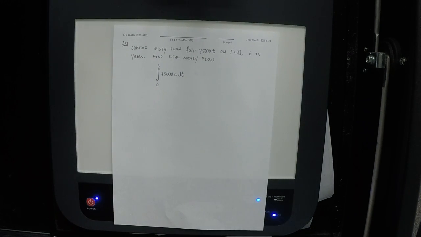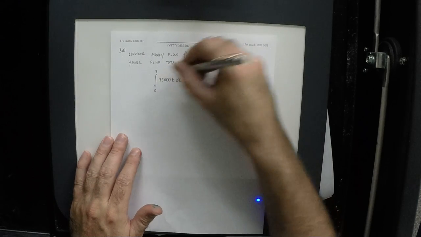So what this is saying is, suppose this is our business. We open it up, and at the instant that we open it up, at time zero, our money flow is zero. We're not making any money at that instant. But then the amount of money that we're making slowly is going up. At the end of the first year, we're making $75,000 a year. How much are we making at the end of the second year? $150,000 a year. And at the end of the third year, we're making $225,000 a year. But all the time, as time is progressing, we're making a little bit more money per unit time. So the question is how much money do we accumulate? Well, the answer is this integral.